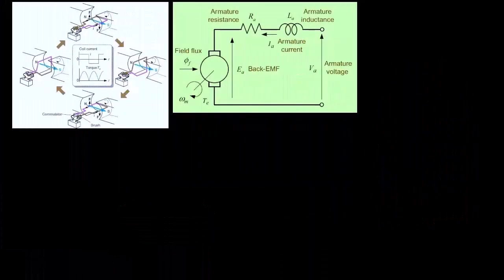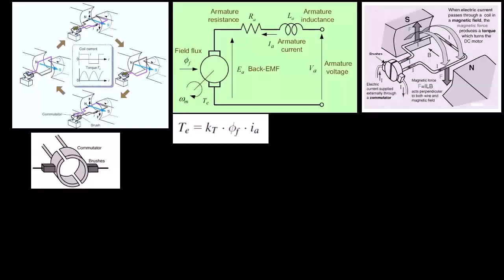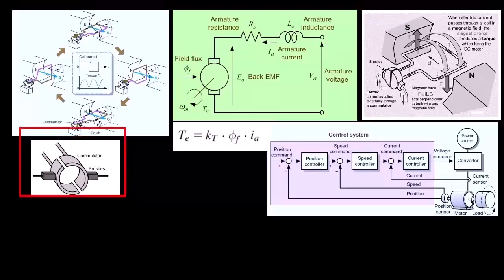The electromagnetic torque is proportional to the product of gap field and armature current. In a separately excited DC motor, the orthogonality is maintained between the armature and field currents with the aid of the brush and commutator, and the field current and the armature current are controlled independently.